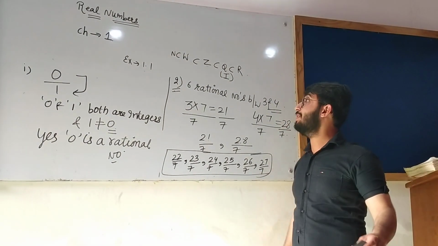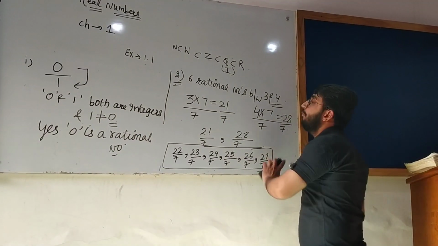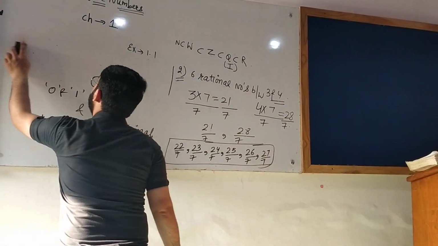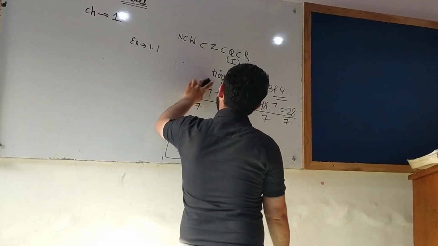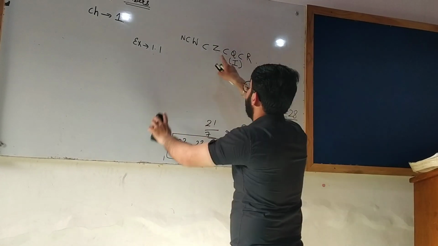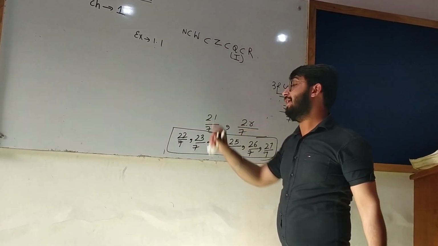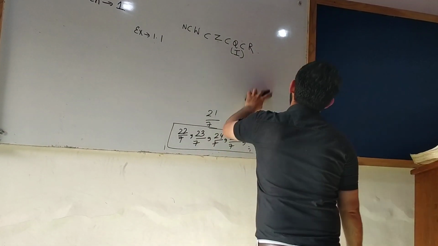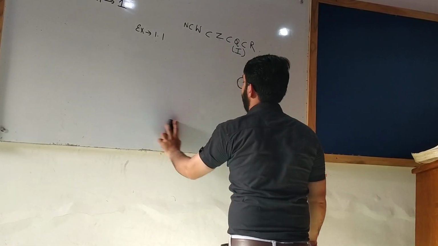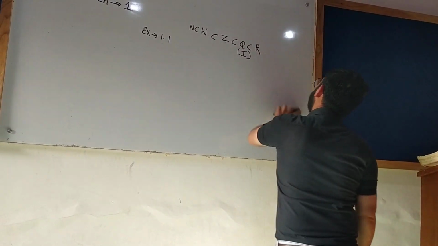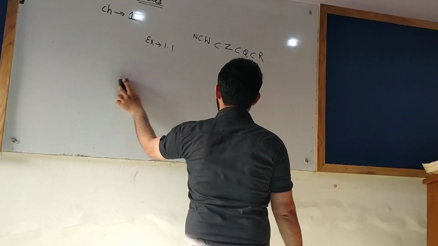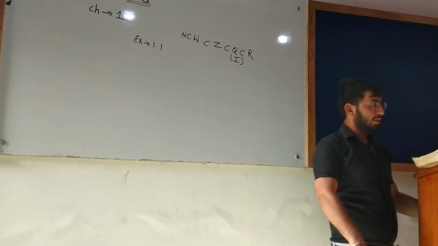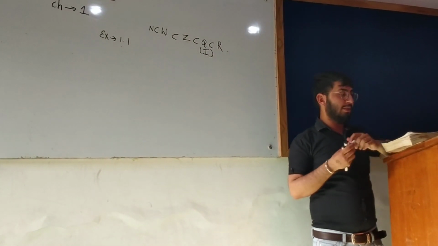Hope you have understood the second question. Okay, now I am going to rub it. Till then you can read out the third question, and learn this sequence as soon as possible: N is a subset of W, W is a subset of Z, Z is a subset of Q, Q is a subset of R. Learned it now? Let us proceed towards the third question.